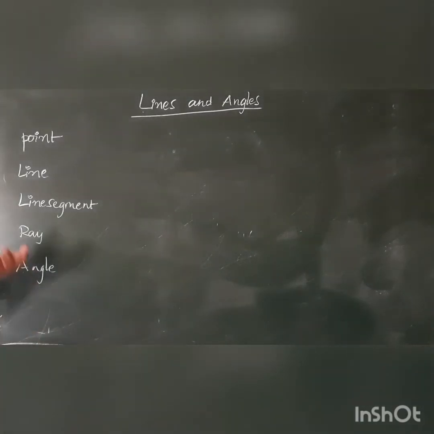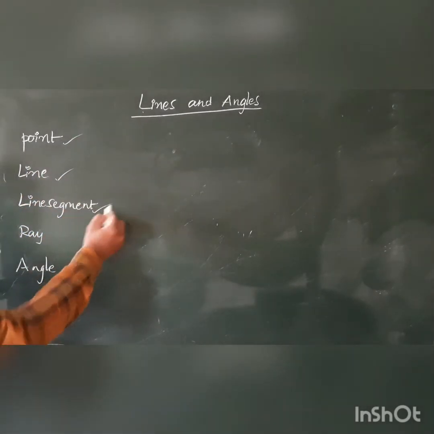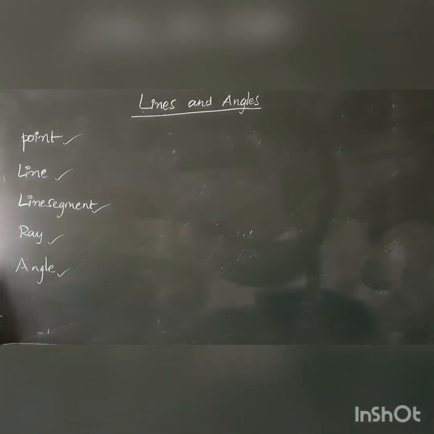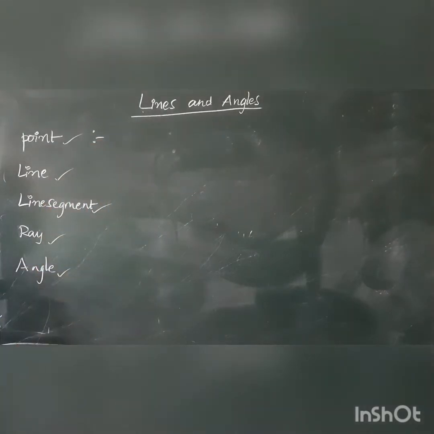So today in our chapter lines and angles we are going to discuss about point, line segment, ray and angles. These are the basic entities in the lines and angles chapter. If you learn these points, you will understand the chapter easily. So let us first see what is a point.